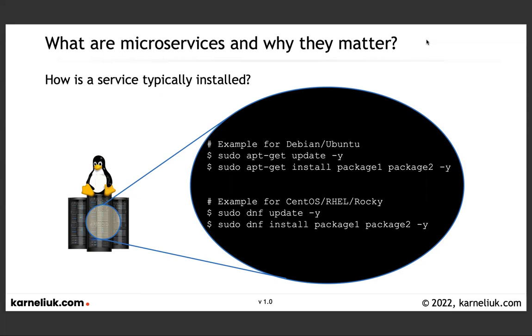For CentOS and Rocky Linux, the package manager is called DNF. Other Linux distributions might have other package managers, but in general the idea is the same: sudo dnf, or sudo apt-get update, and then install. We get the application installed if these three things that we mentioned beforehand were available.